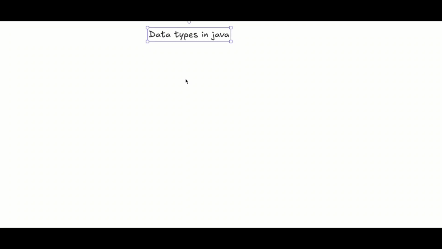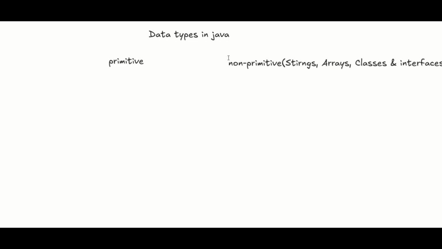Now I'm going to explain about data types in Java. Primarily, there are two kinds of data types in Java. One is primitive and the other one is non-primitive. Non-primitive data types are nothing but strings, arrays, classes that we are going to create or which are already created by default in Java, and interfaces also. Let me just format it.